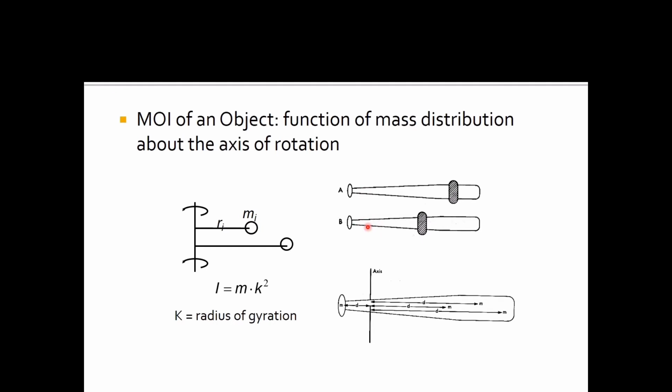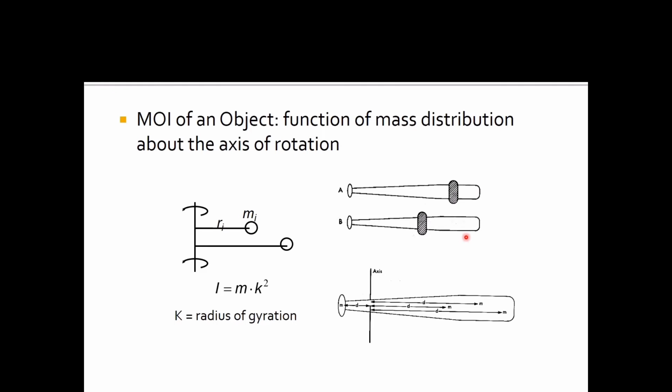What if we are holding now this part, not here, but here, the end of this bat, which means this point will be serving as the axis of rotation. And then again, rotate these two bats, this way. Then which one is easier to rotate? This time, bat A will be easier to rotate compared to bat B, because since this part is the actual axis of rotation, more mass is distributed close to the axis of rotation for bat A compared to bat B.